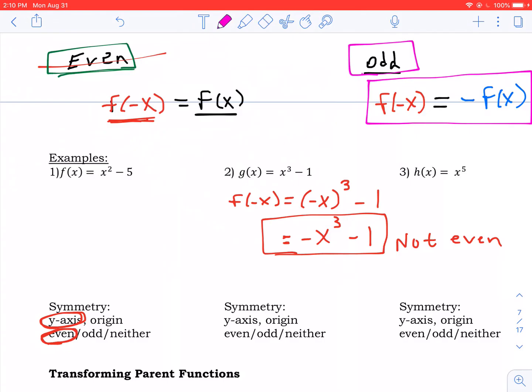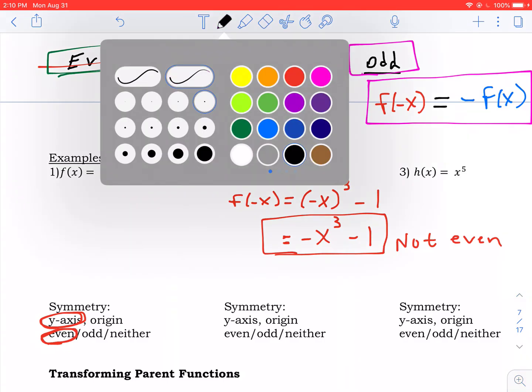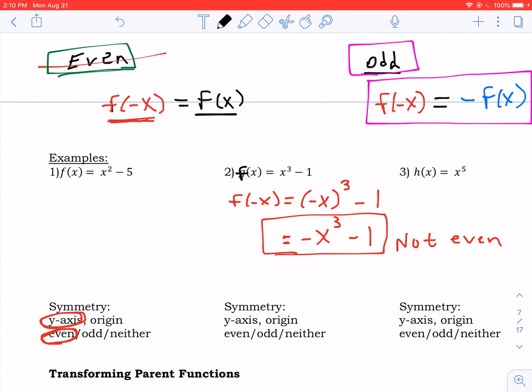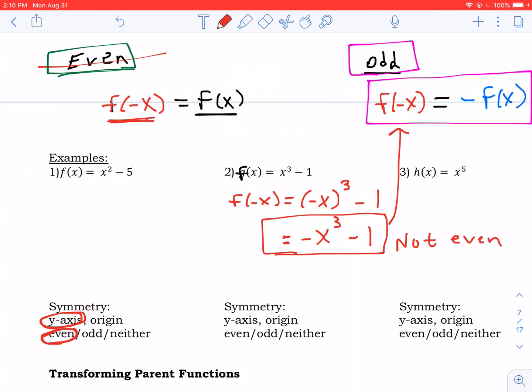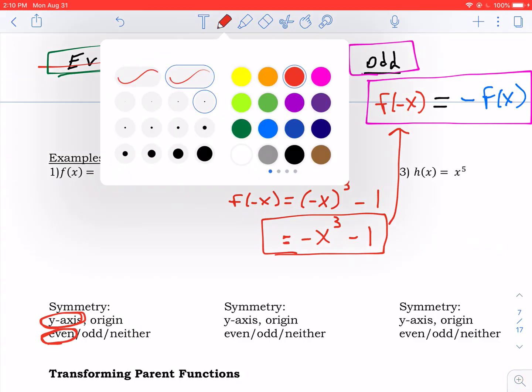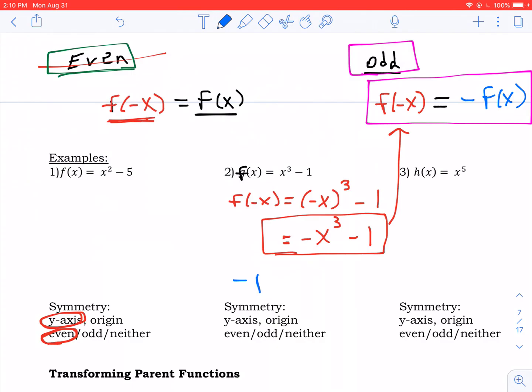So to show if a function is odd, you must show that f of negative x, which remember is this thing, negative x cubed minus 1, which we've boxed, we must show that that is equal to negative f of x. If what's in red is equal to what's about to be in blue, then it would be an odd function. So how do you find negative f of x? Well, remember, this is f of x, so how do you find negative f of x?